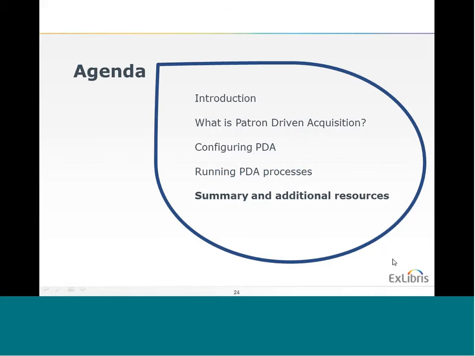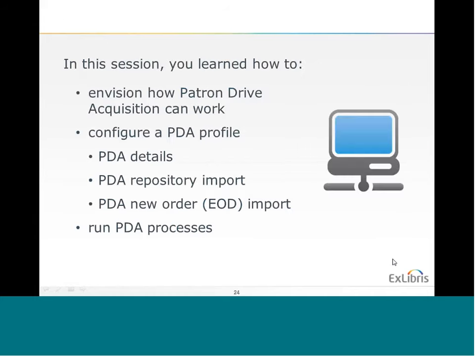So that brings us to the end of this session. So just to summarize, we covered the patron-driven acquisition general process, so you have an understanding of how the PDA process works in ALMA. We looked at what is required to configure PDA, which is creating a PDA profile with details about the agreement with the vendor. Secondly, updating the PDA repository import profile as needed, as well as updating the new order or embedded order data import profile. And then lastly, we looked at how to run the PDA processes using those import profiles.